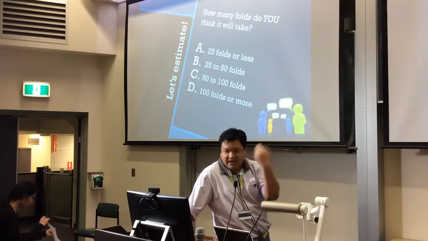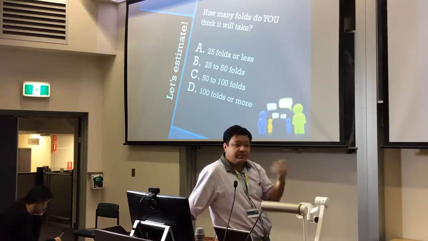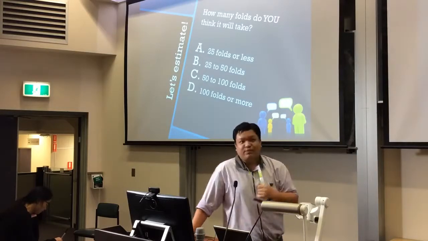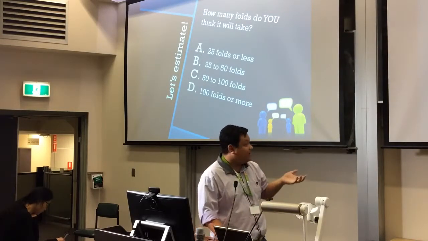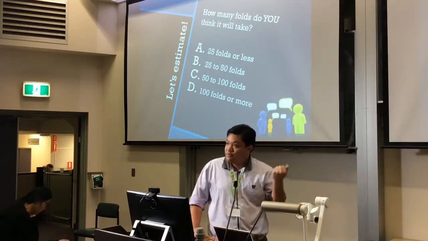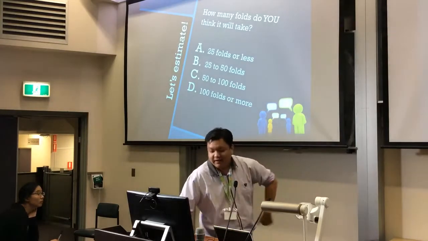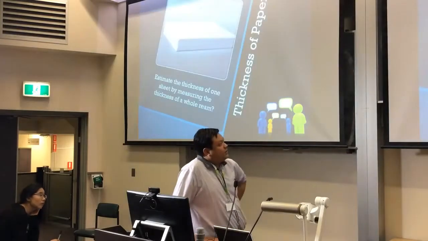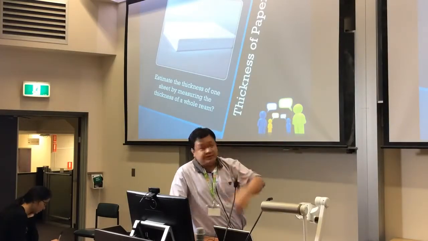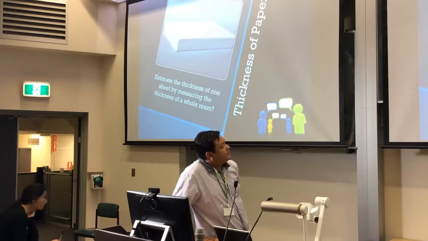So I started with getting them to do a bit of estimation. And it's surprising to hear what the kids have to say about it. Lots of kids went for 100 folds or more because they haven't really studied exponential growth. So obvious things to do is looking at thickness of paper and stuff like that.